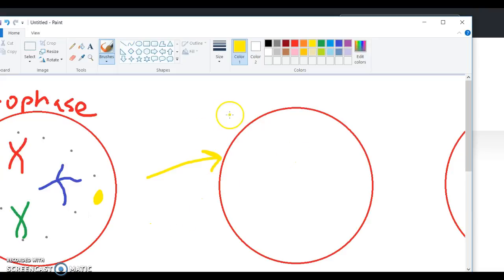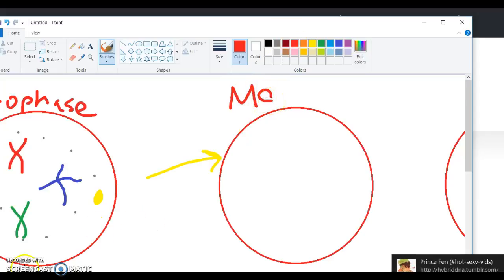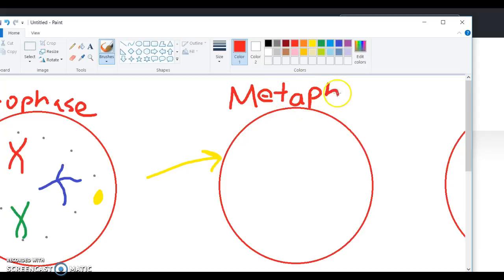See, that's the arrow, and meta. Oops. Okay, sorry about that. But it's metaphase. And a good way to think about this is, notice the M. Think of it as the middle, because, watch for a second.